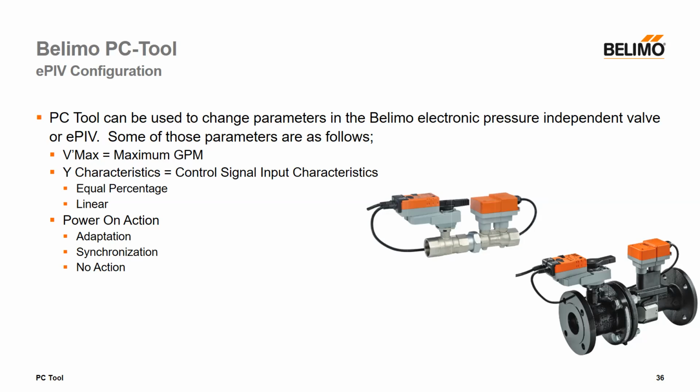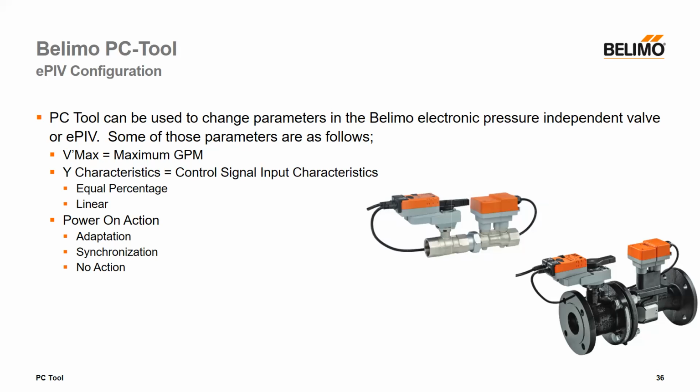It can be changed to linear. Now again, if this is on an air handler coil, on a hot water to hot water heat exchanger, you want to maintain those equal percentage flow characteristics. But if in fact you may be using an EPIV in a bypass, that's where the linear flow characteristics would come into play. So as we know, when we size a valve for a bypass application, it's a little bit different than when we size it for a heat transfer application.